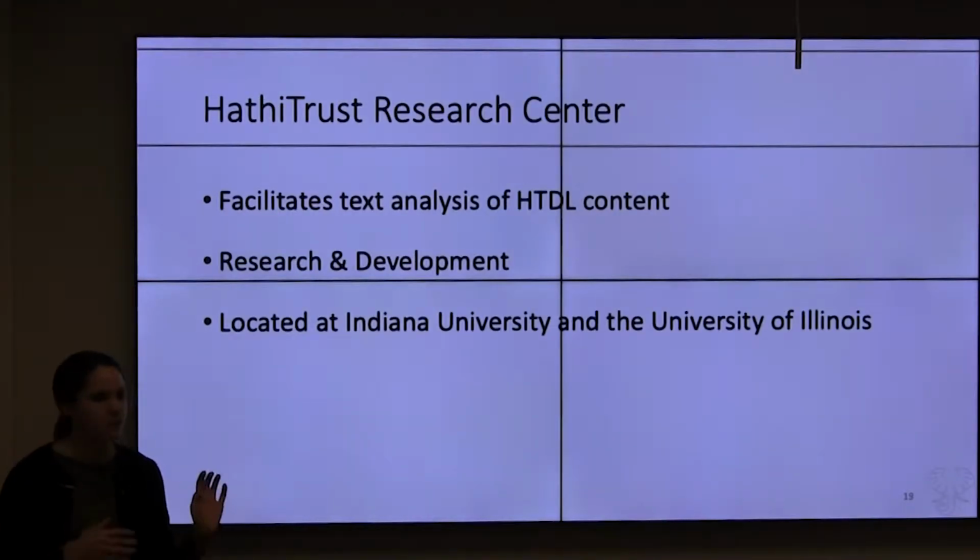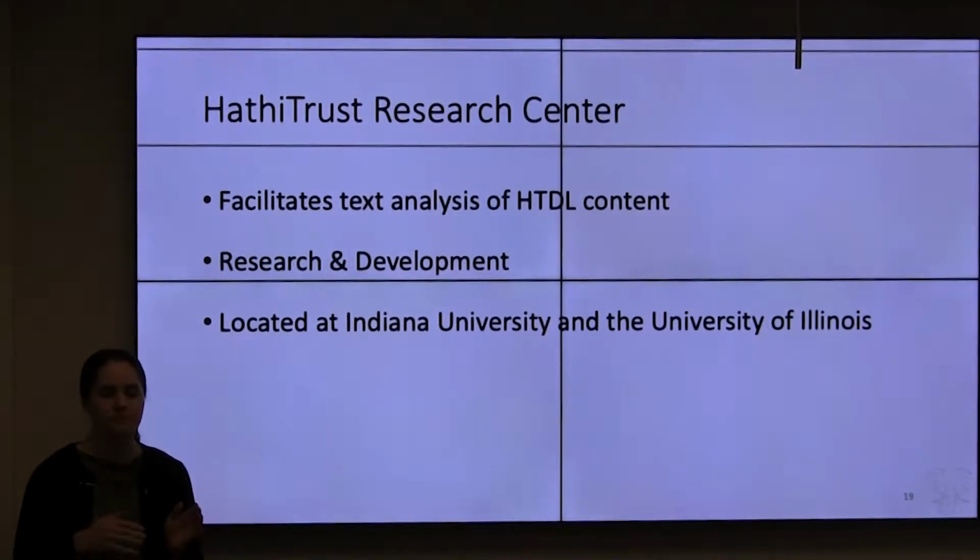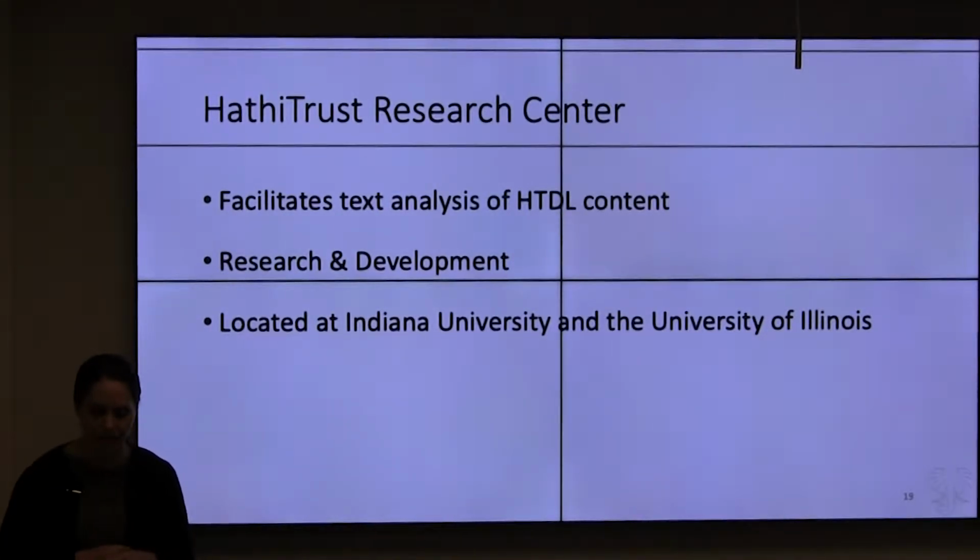All right, so there's the digital library piece, and then there's the research center side. The Research Center exists to facilitate text analysis of HathiTrust digital library content. So it's engaged in research and development for tools and data services for text mining using the digital library in particular. So you wouldn't use the tools that the Research Center develops to mine other kinds of data unless you wanted to do it in conjunction with the materials from the HathiTrust. So that's really the model that we're looking at here.